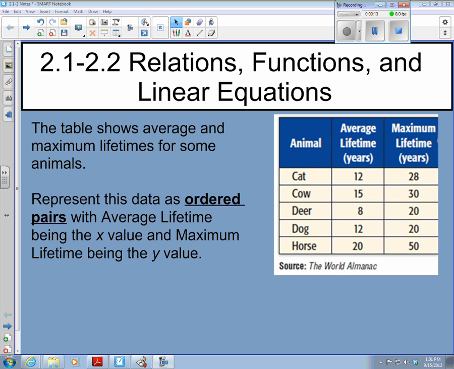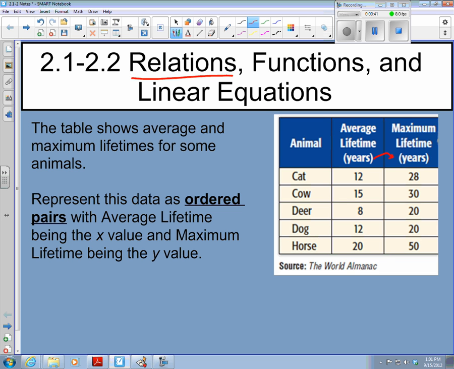To start out with, we got a little table over here talking about the average lifetime in years of animals versus their maximum lifetime in years as an animal. And when we compare values like this, we call it a relation. That's what a relation is when you compare two values. So we're comparing average years to maximum lifetime.